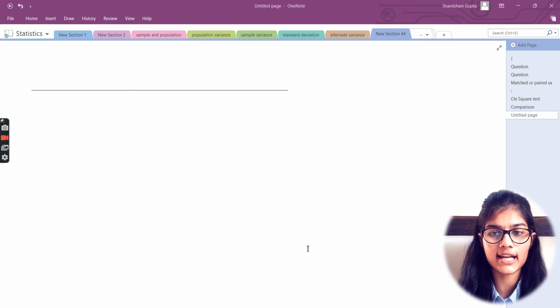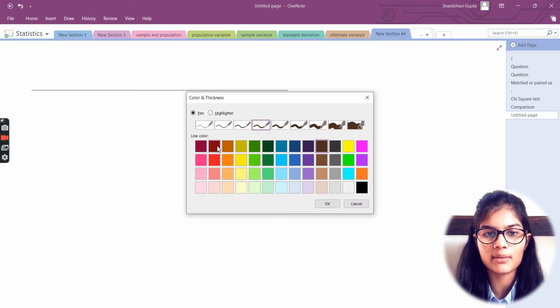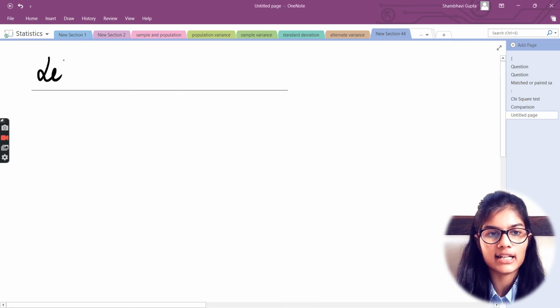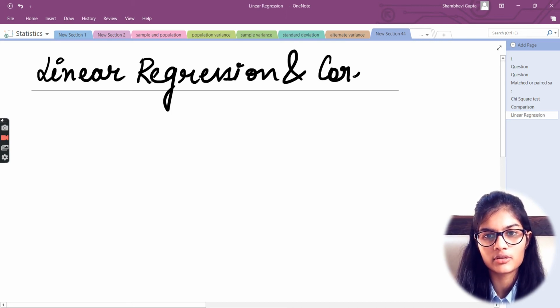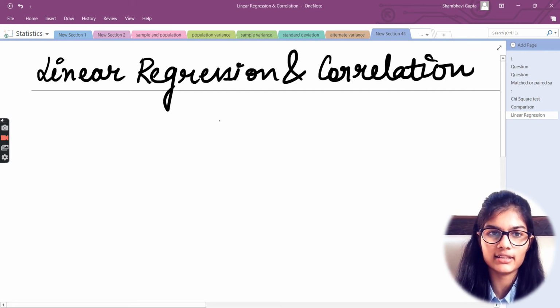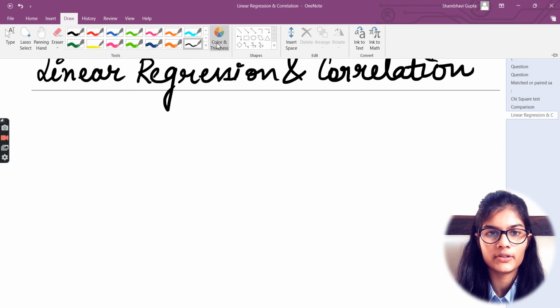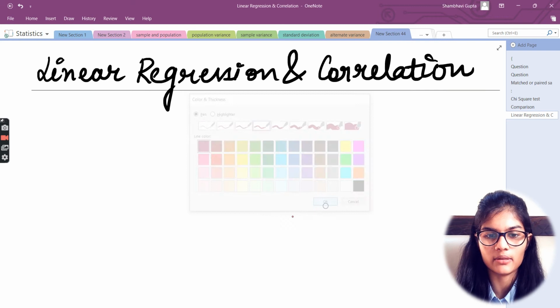So from today we are going to start a new topic, and that's linear regression and correlation. Let me quickly put on some heading right here. After that I will be discussing this portal, okay? So it goes: linear regression and correlation. This is the topic that I am going to follow up here.